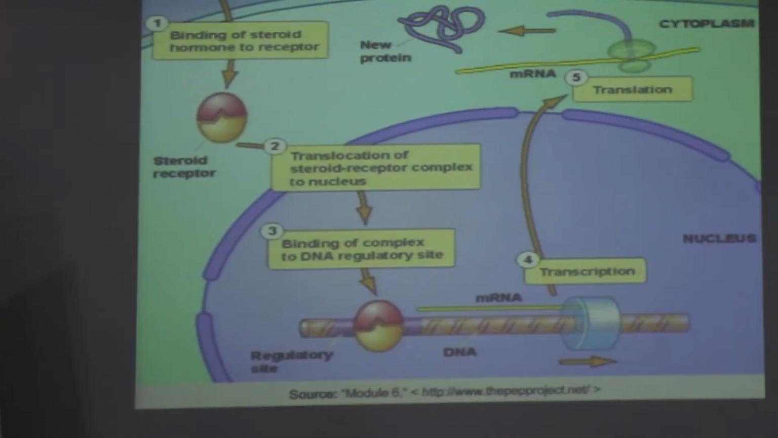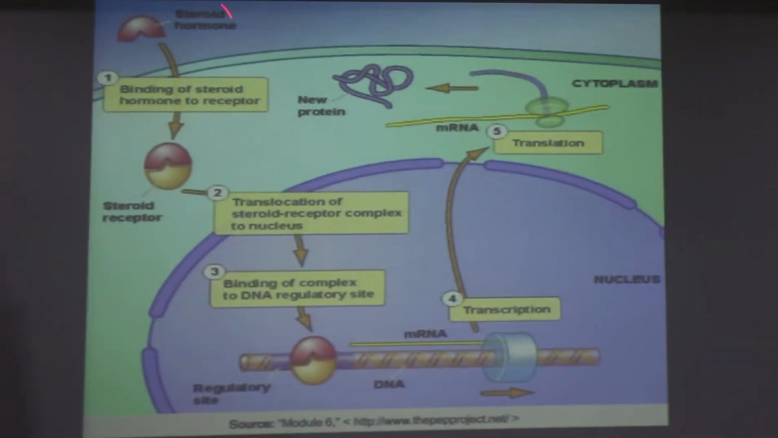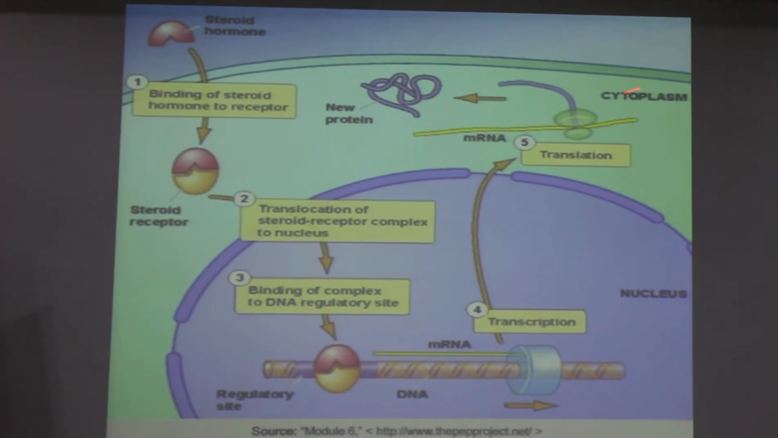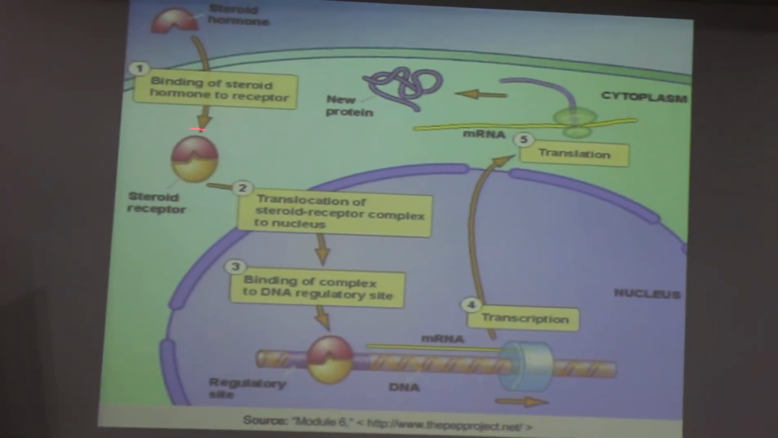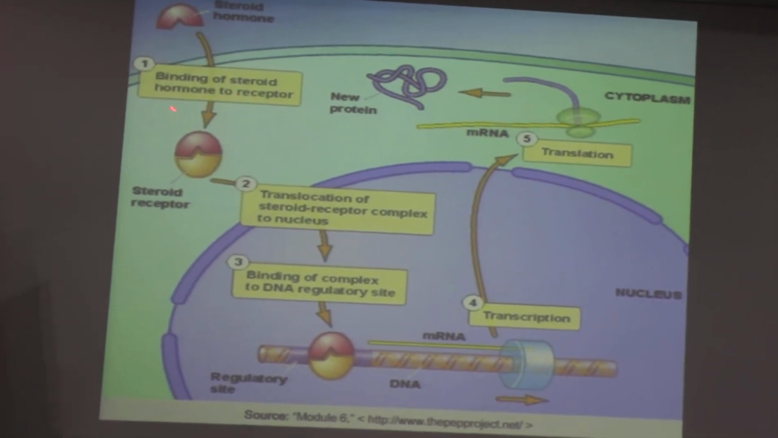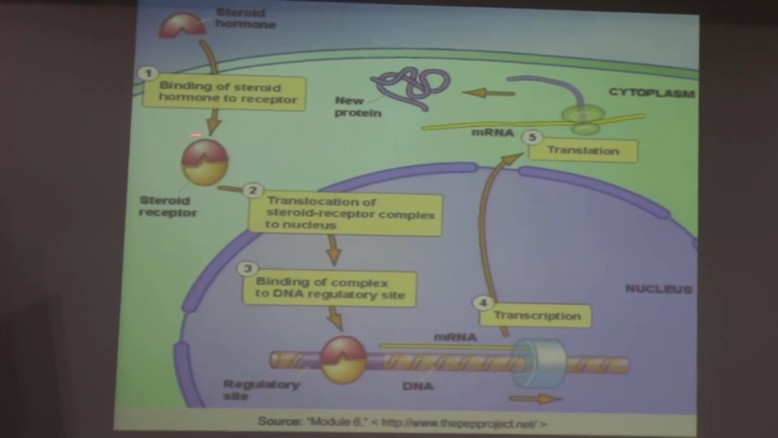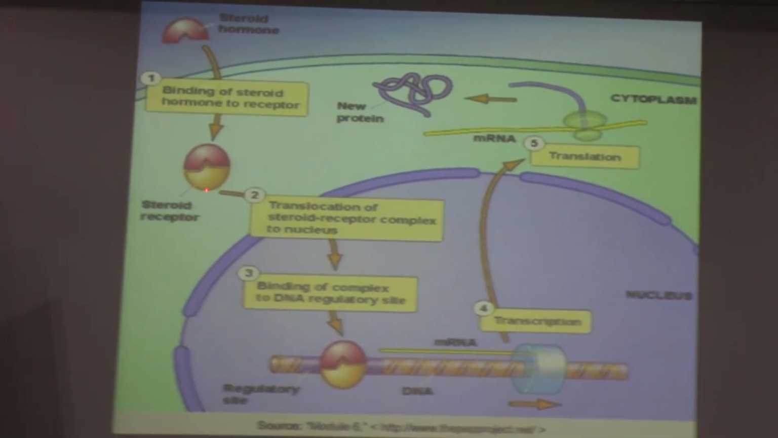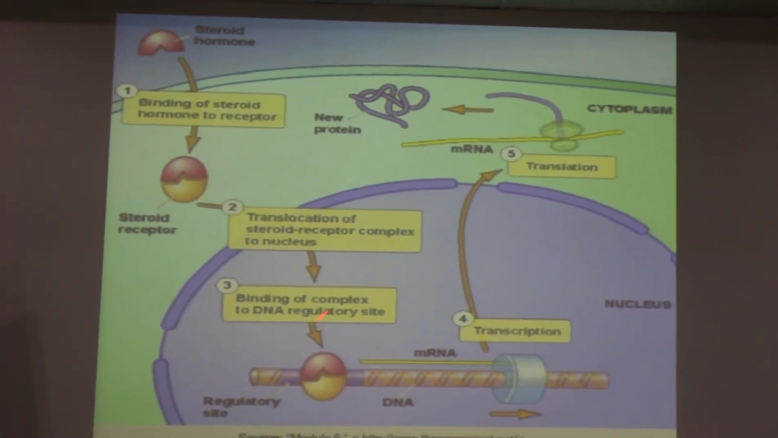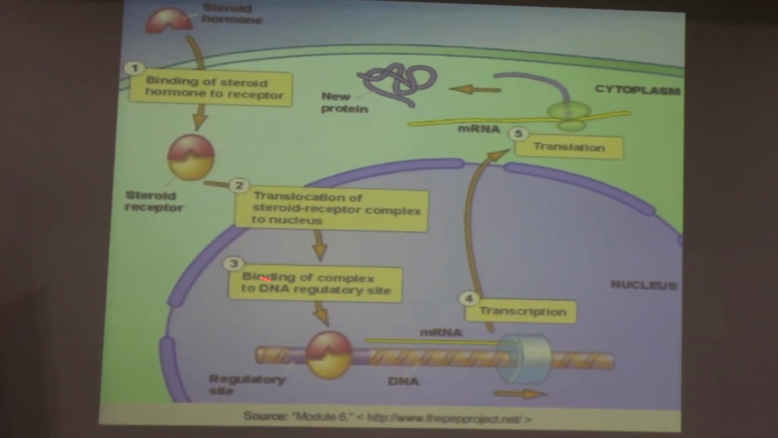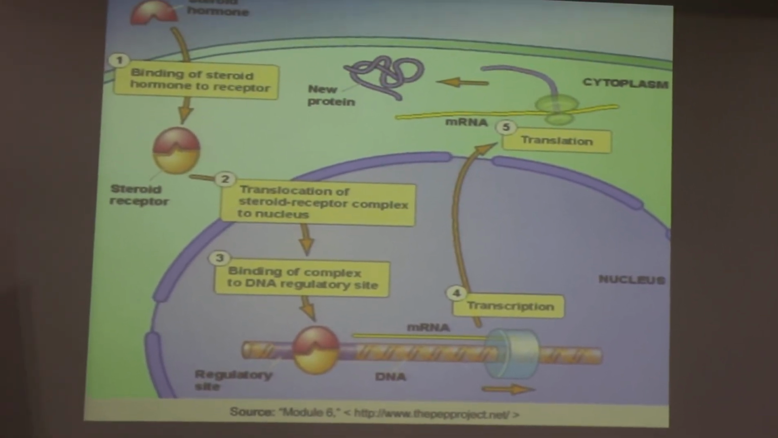Coming to another very important topic, the steroid hormone. Being steroid in nature, it has the ability to cross the cell membrane and attach itself to a receptor. This is the binding of the steroid hormone to a receptor. This is a receptor, yellow in color. The hormone attaches itself to the receptor and moves inside to the DNA. When it moves inside, the complex attaches itself to the DNA, binding at the DNA regulatory site.